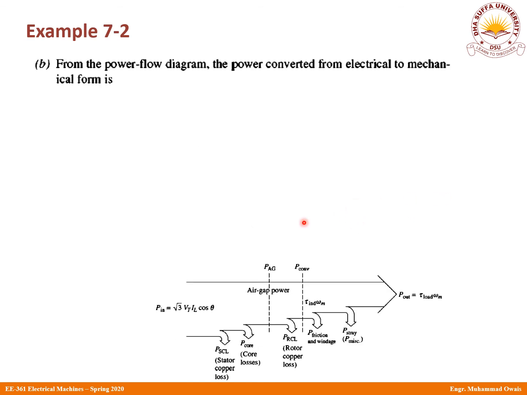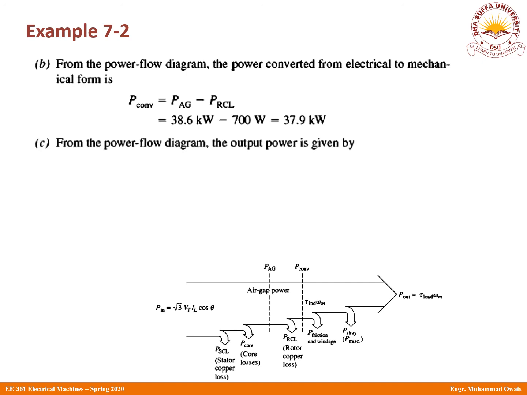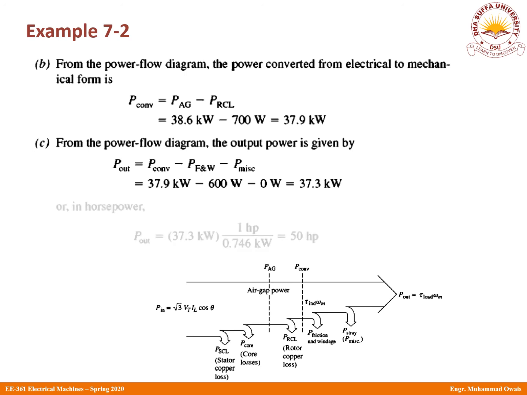So now here we have to find out the converted power. Again, we use this relationship. We have the values given with us. Simply plug in the values and you find out the value of your converted power. The next part is to find out the output power. For output power, we have to subtract the friction and windage losses from the converted power. When we do this, we will get our answer. The stray or miscellaneous losses are zero, as you can see, already given to us. Now we have our output power.